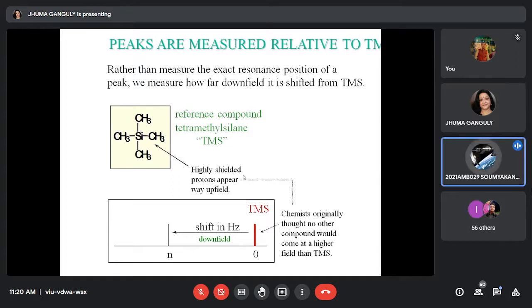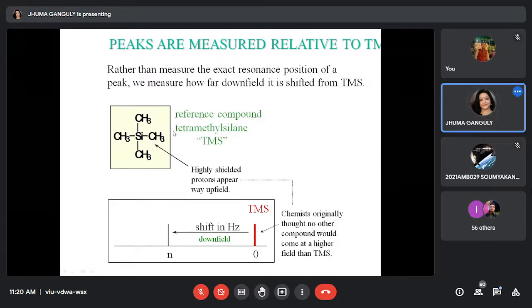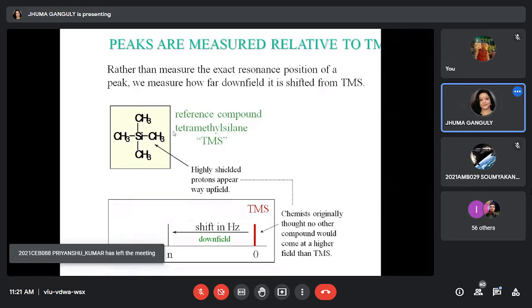Ma'am, like the shielding effect from atomic structure. Yeah, so what is the meaning of highly shielded here? That means the electrons between the silicon and carbon and the proton are not moved. They are stagnant with the proton. Okay? There is no extra pulling effect or pushing effect.